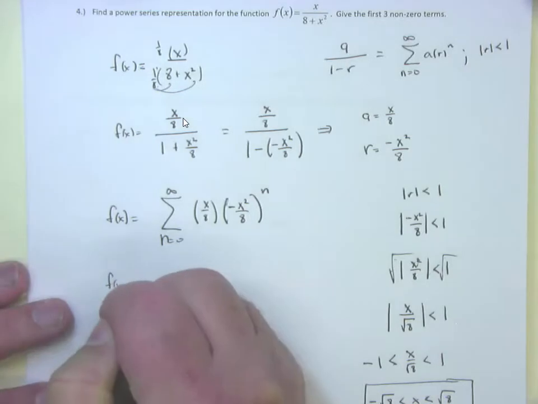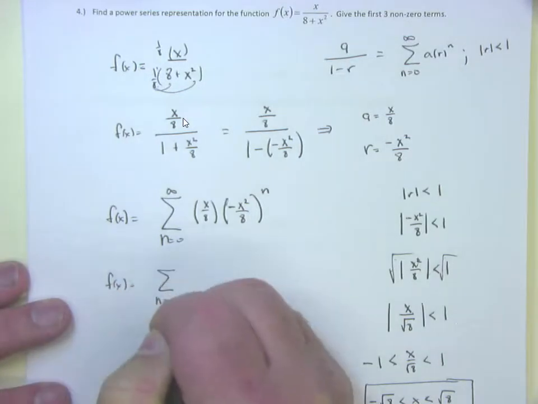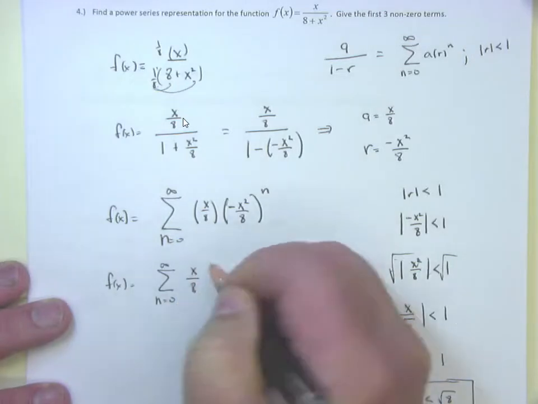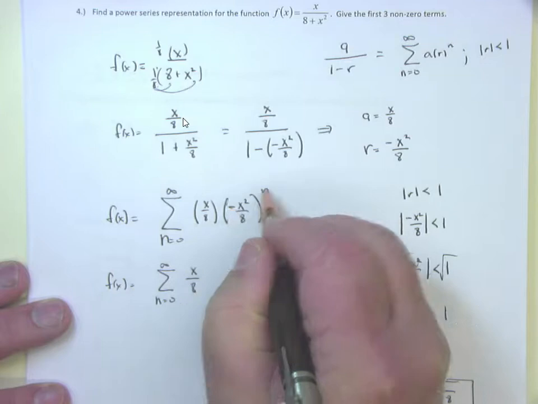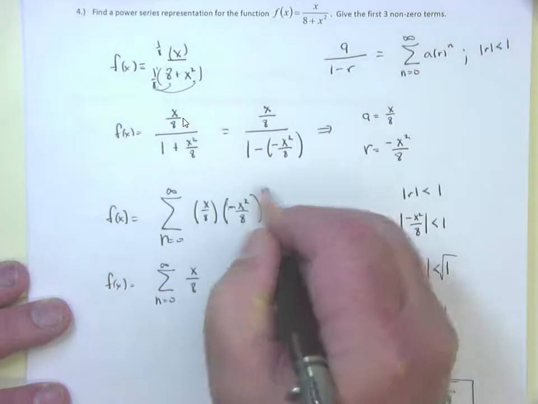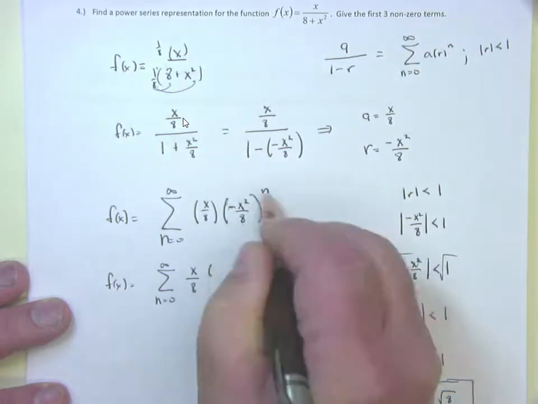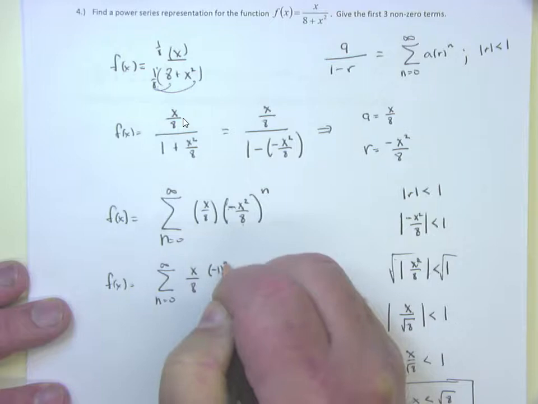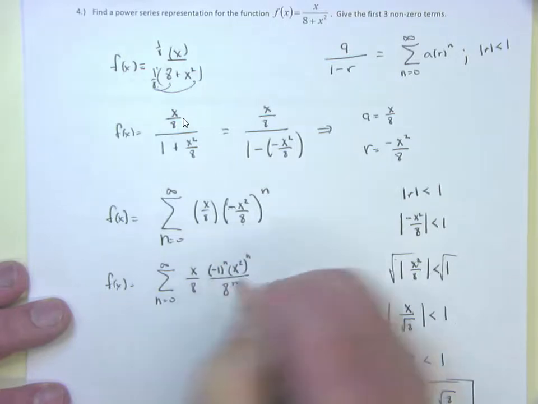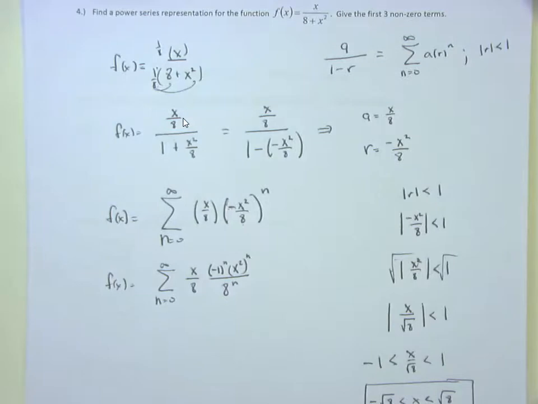So f of x would be equal to the sum as n goes from 0 to infinity of x over 8 times negative 1 to the n. I'm distributing my powers. This is negative x squared over 8, which is negative 1 times x squared over 8. So I'm distributing my n. That gives me negative 1 to the n, x squared to the n, over 8 to the n. I distributed my n. Does that make sense?